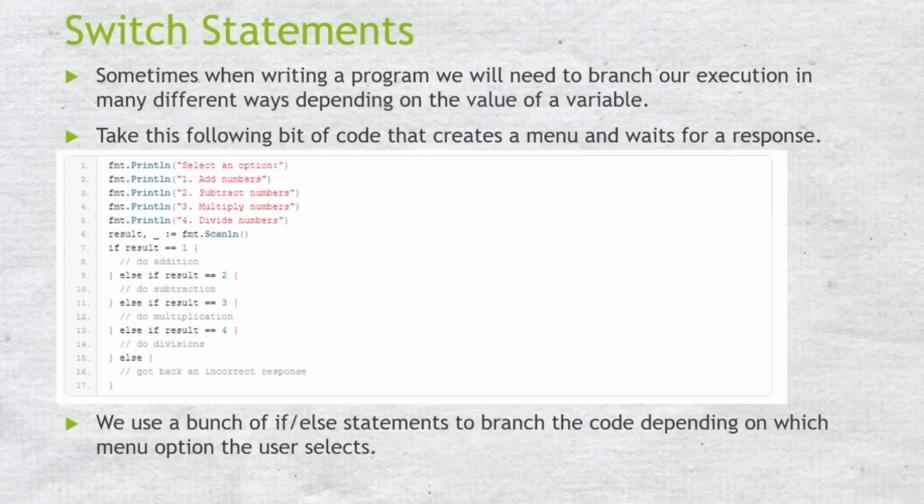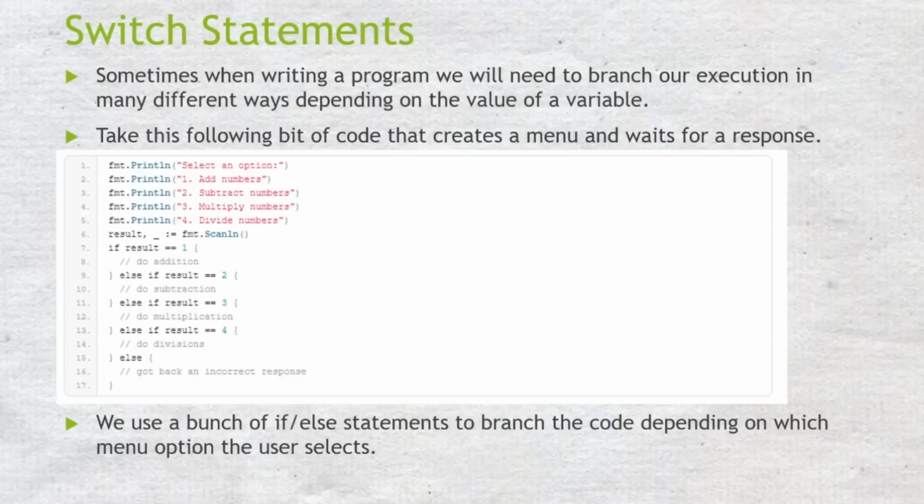Now on to switch statements. Sometimes when writing a program, we will need to branch our execution in many different ways depending on the value of a variable. Take this following bit of code that creates a menu and waits for a response. So first we're going to print out our menu items, which is select an option. Option 1 is add numbers, option 2 is subtract numbers, option 3 multiply numbers, option 4 divide numbers, and we'll print all those out. And much like before in the last bit of code, we're going to use the fmt Scanln function to return back what we want, which is our result.